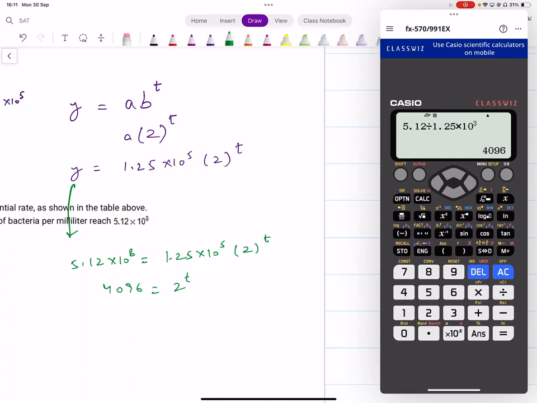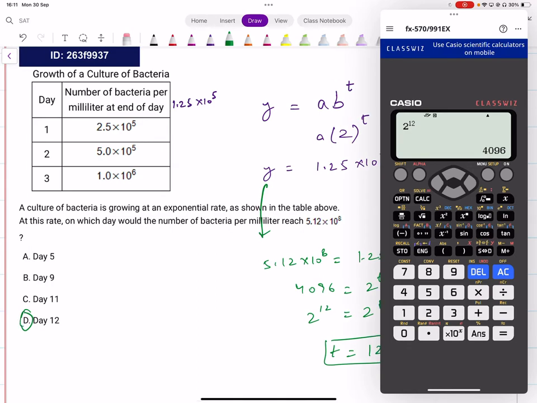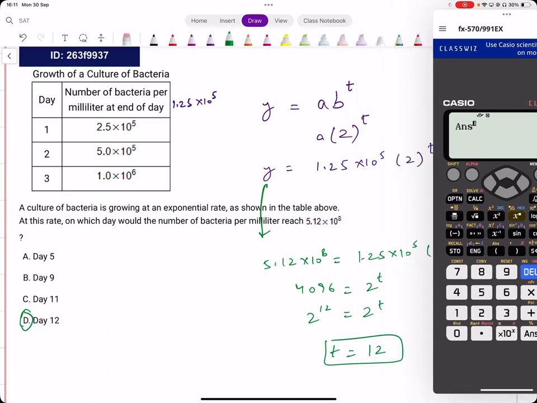What power of 2 is 4096? Let's just try that. 2 raised to power 10 is 1024. Okay, let's increase the number a bit. 2 raised to power 12. Yeah, 2 raised to power 12 is this. So we say t therefore is 12, and that's what we were looking for. So it's D.